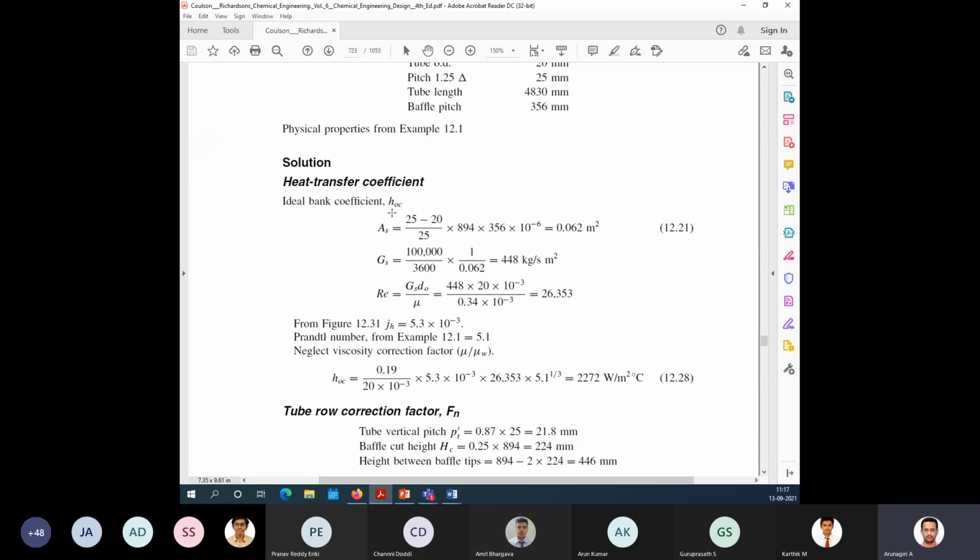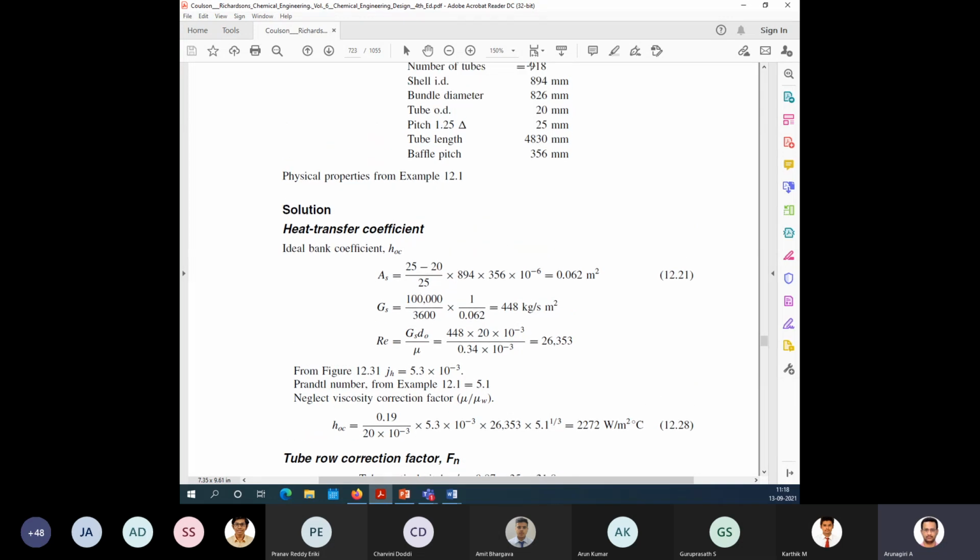To calculate the HTC, you should know the Reynolds number. Reynolds number is Gs D naught by mu. Okay, so this is Gs you have to calculate. This is a simple thing. AS you should know. AS is 0.25, that is (PT minus D naught) by PT, into 894, that is the diameter of the shell, into baffle spacing. Okay, that is the cross flow area. So once you know the value of AS, you can calculate Gs.